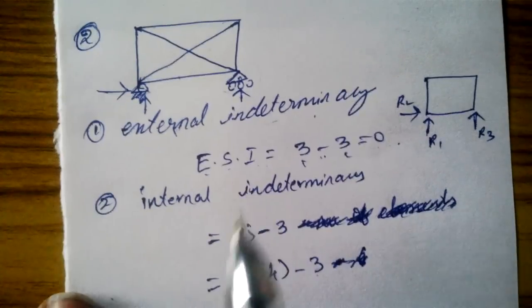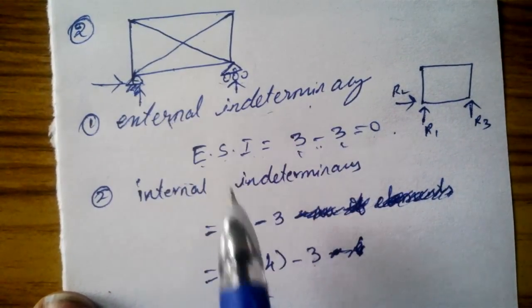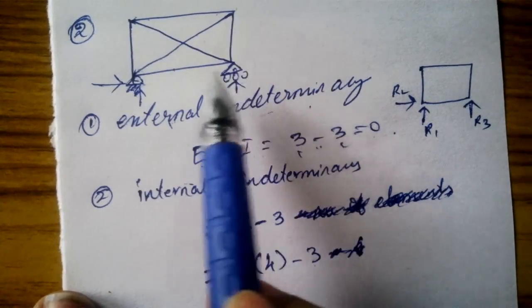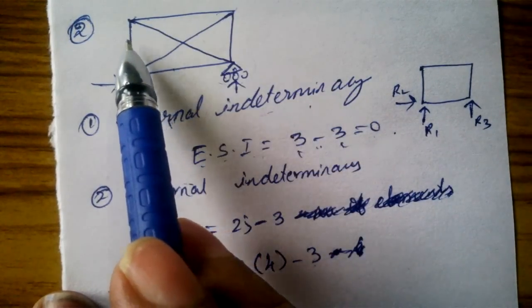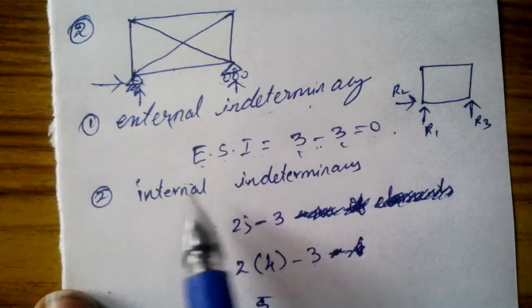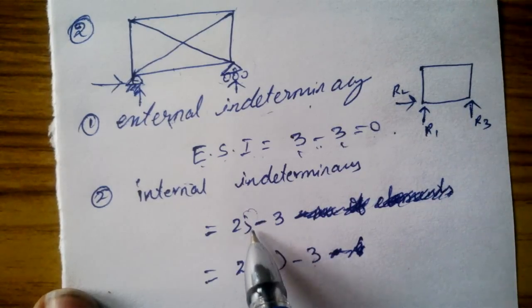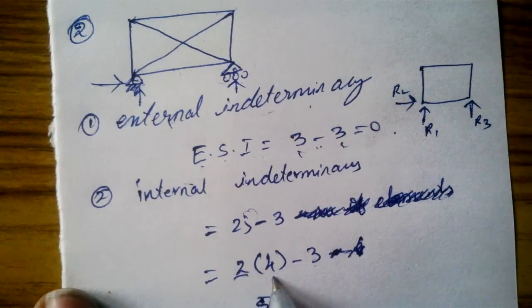Next we'll go for internal indeterminacy. We find internal indeterminacy with the help of the number of joints. There are 4 joints, 1 2 3 4, and the elements are 1 2 3 4 5 6. The basic formula used here is 2j minus 3, where j means the number of joints. There are 4 joints, so 2 into 4 minus 3 equal to 5.